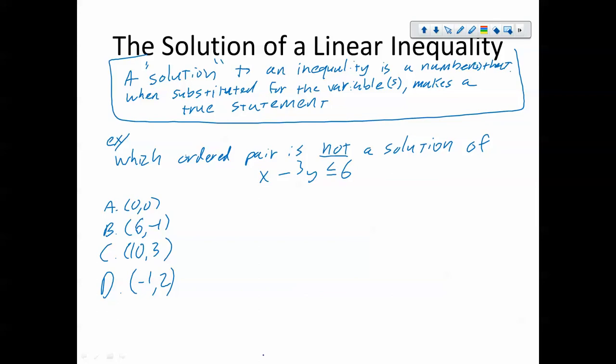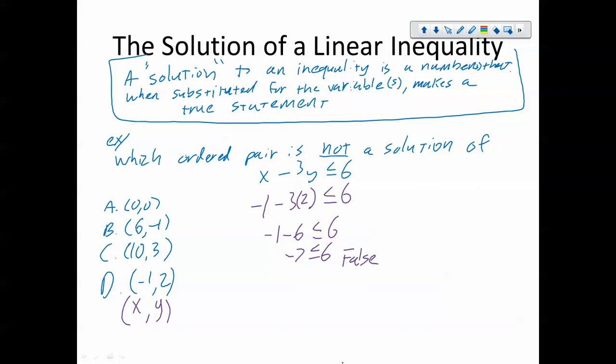To check that, we're just going to plug them in. Remember, an ordered pair is x comma y, so we're just going to plug the numbers in and see if it makes a true statement. So let's do D. We're going to go from the bottom to the top. -1 minus 3 times 2 is less than or equal to 6. All I did was plug the numbers in. Now let's do the math here and see if it makes a true statement. -1 minus 6, -7 is less than or equal to 6. Is that a true statement? It is not. It is false.